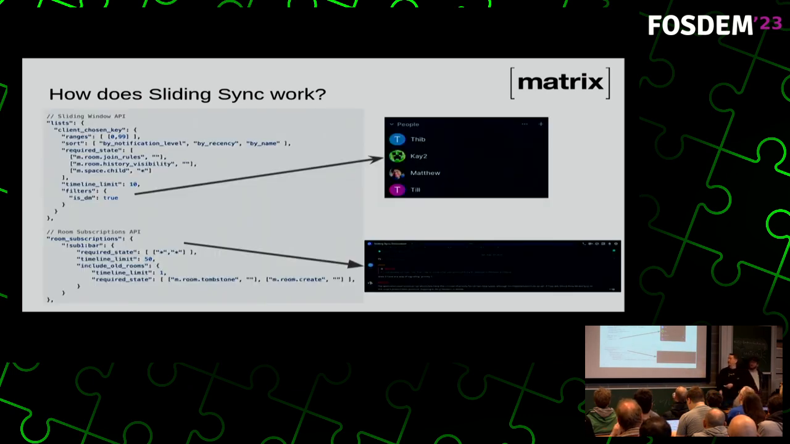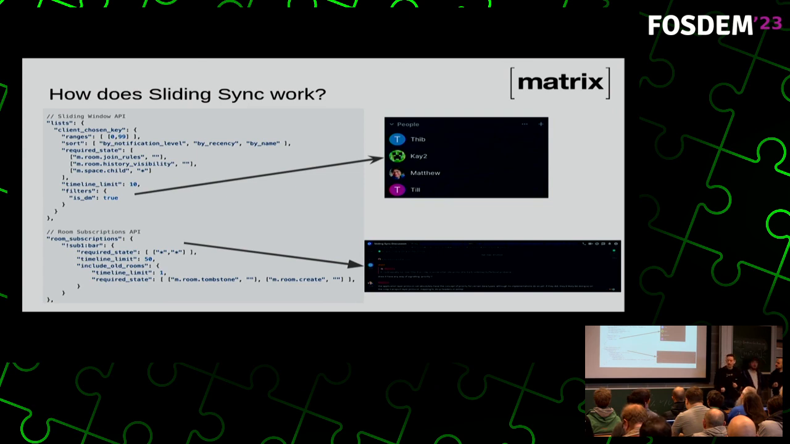In terms of the protocol level, what this looks like is you can see here you've got some lists. It's a lists object, and then you can specify things like the things we were talking about before. You've got the ranges there, that's how many of the top rooms that you want, the sort ordering that you want, as well as any filters you apply here. And here you can see we're filtering by is DM true, and that's going to be used to populate the people tab, say on Element Web. You also have these things called room subscriptions. They are kind of like the room lists, but this is when you know the specific room ID.